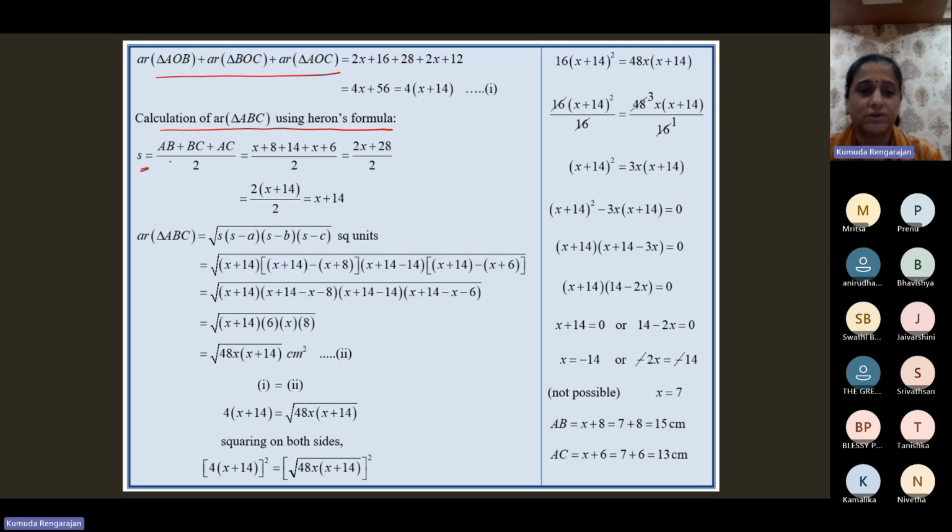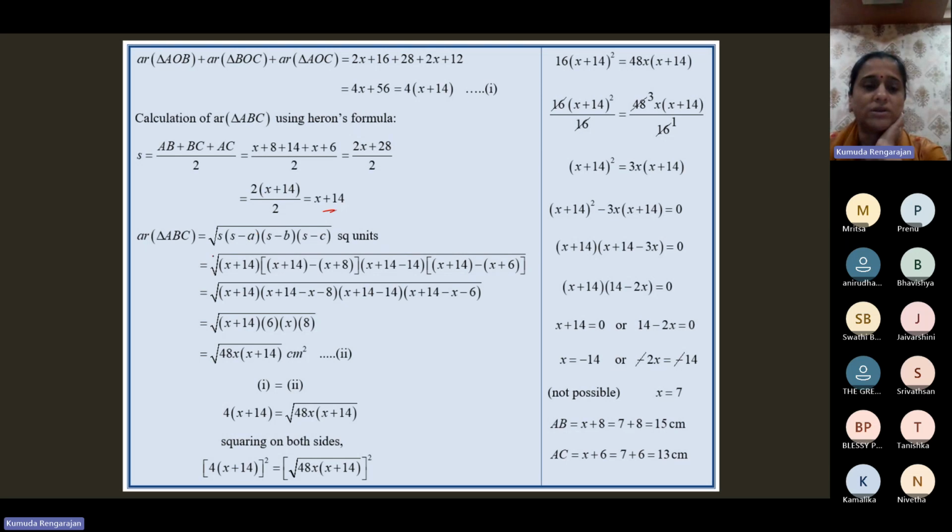So you have to find the semi-perimeter, which is the sum of the three sides by 2. So you know the sides, no? We just substituted. X plus 8 is one side, x plus 6 is one side, and 14 is another side, right? So a plus b plus c by 2. So you get 2x plus 28 by 2. 2 is common here, so you'll get x plus 14 in the bracket. 2 and 2 cancel. So the semi-perimeter is x plus 14.